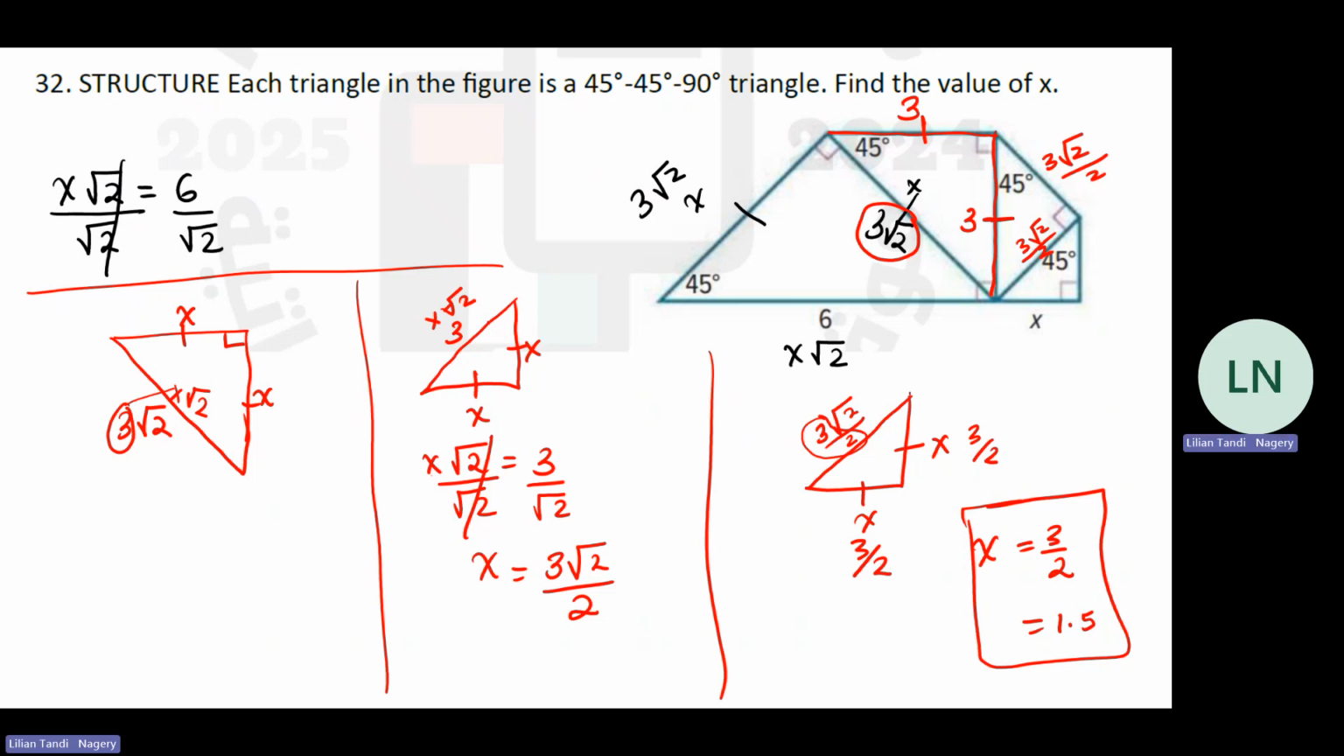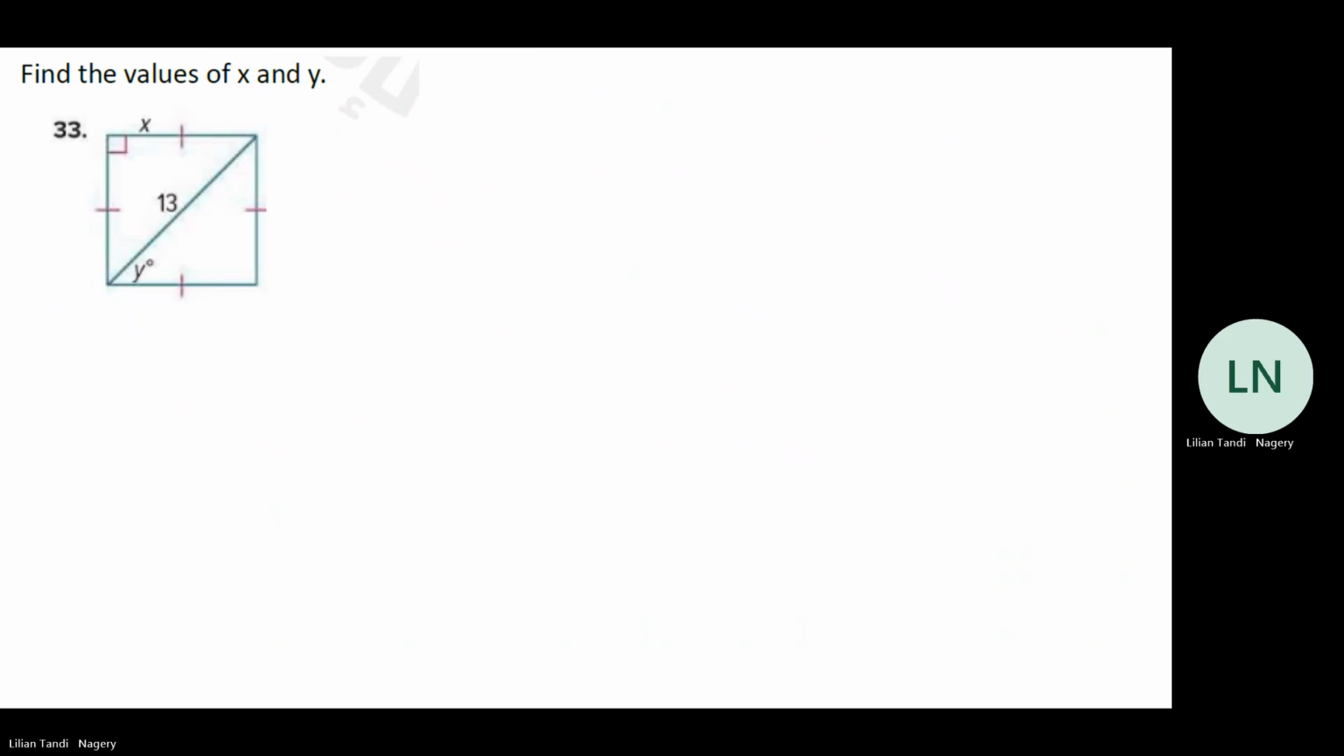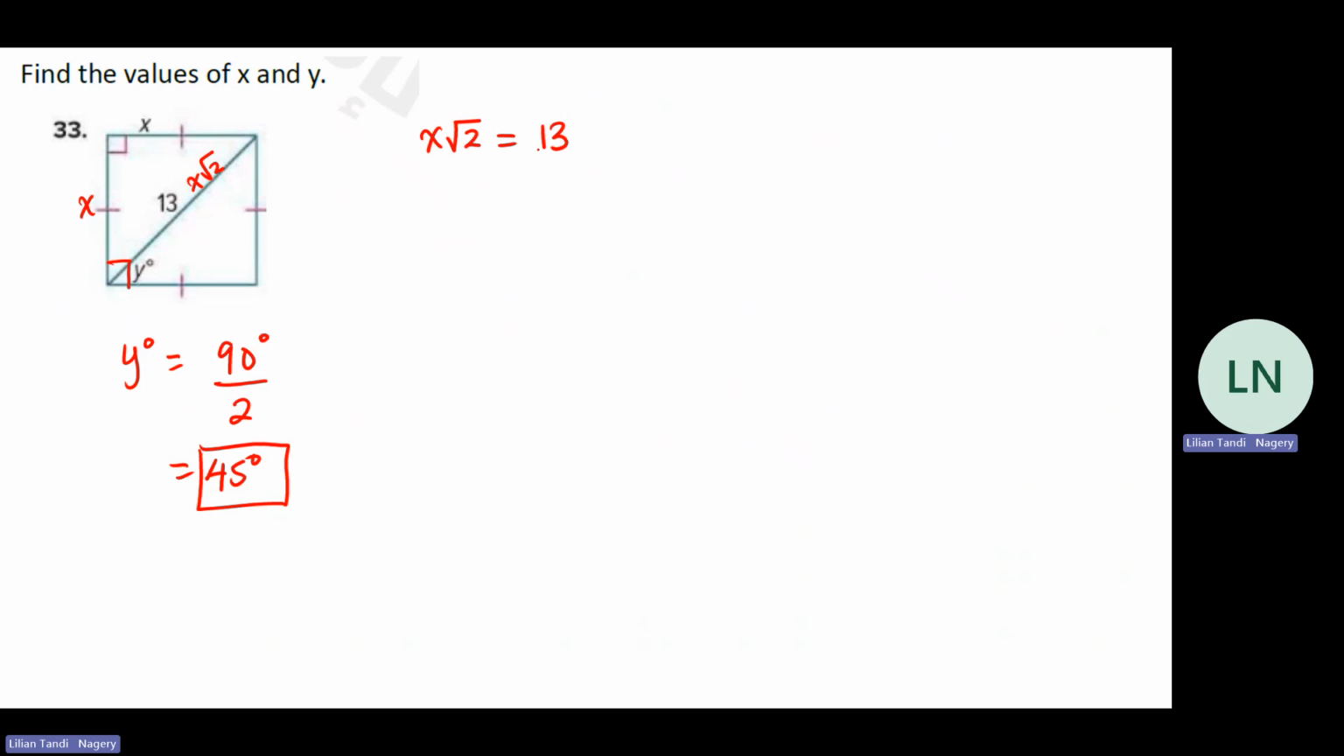All right, let's move on. Find the values of x and y. Y is going to be 90 degrees divided by 2, which is 45 degrees. Because in a square, this angle has to be 90, and the diagonal bisects the angles on the corner. Now, because this is a square, this is x, and this is x square root 2. So we want to find x, so we will write here x square root 2 is equal to 13.